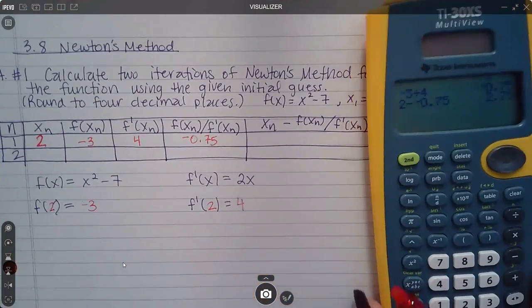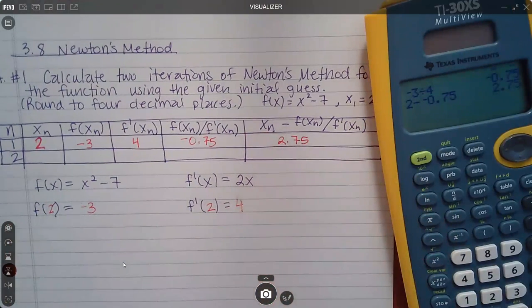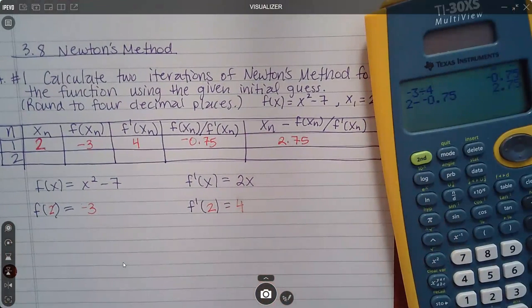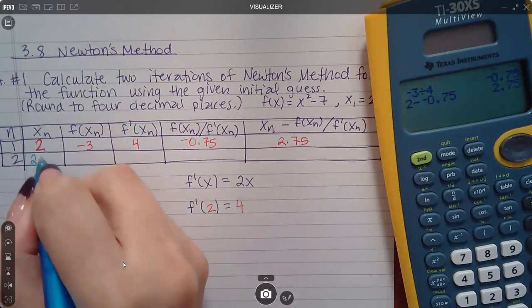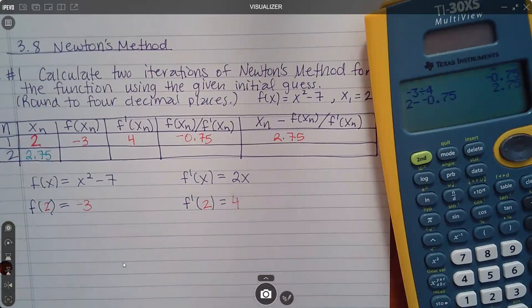And so I actually get 2.75. So that is a closer approximation to the actual answer. So what I'm going to do now for the second iteration is use that closer approximation as my second x value. So down here, this is going to become that 2.75. Okay, and then I just repeat the whole process all over again, right?